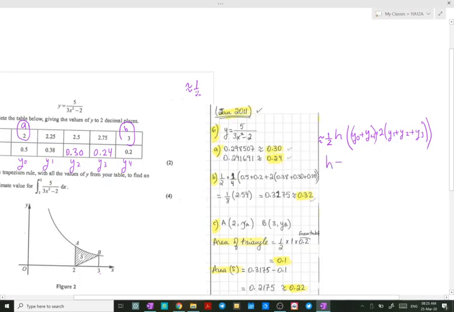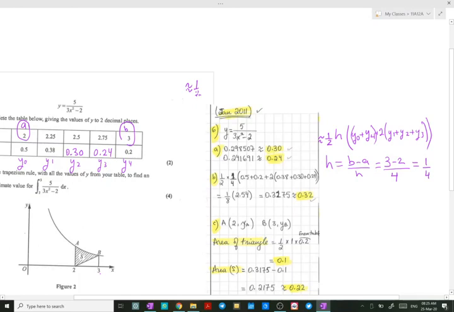Regarding that, h is equal to b minus a over n. So we already defined b and a, so it's 3 minus 2 over n, where n is the number of strips. So 1, 2, 3, 4 strips. So you have n equals 4. So the answer for h is 1 over 4.